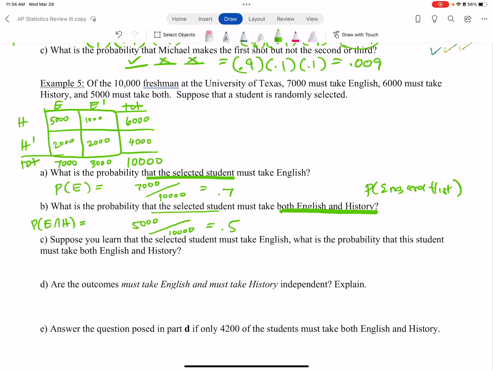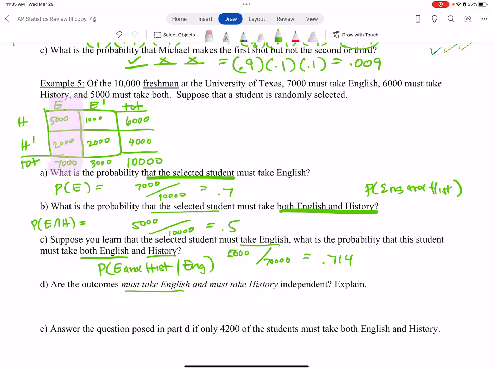Suppose you learned that a selected student must take English. What is the probability that the student must take both English and history? So this means of the English, the denominator is 7,000, because what I'm looking for is these guys here, and that's it. So of those 7,000, what's the percentage that is going to have to take history and English? Those are going to be 5,000, and that's going to be 0.714. So this is going to be the probability of English and history given English.